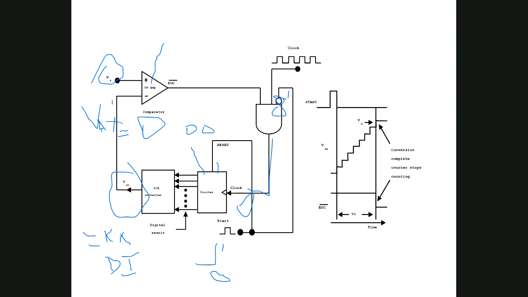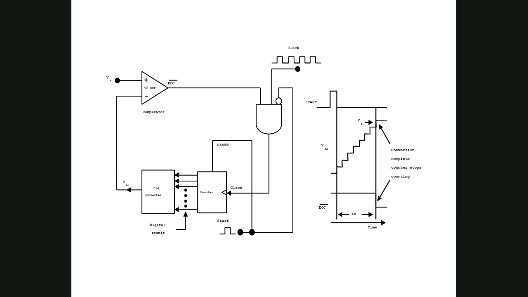The comparator operation is very simple. If plus is more than minus, the output is always 1. And if plus is less than minus, the output will be 0. So here it is 1 initially. Why? Because VAX is 0. Initially VAX is 0, so we are getting 1.